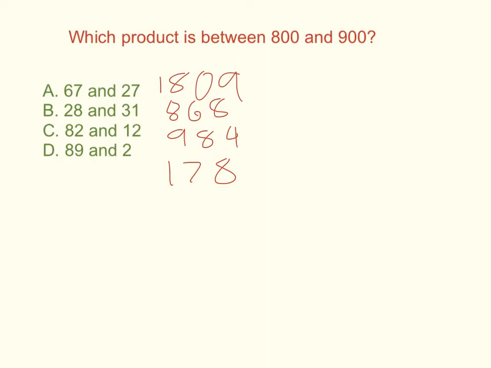Well, 1,809 is way over, so that one's incorrect. 868, that is correct. That's between 800 and 900, but I still need to check to make sure none of the other ones fit. 984 is bigger than 900, so that's incorrect. And 178 is much less than 800. So that leaves me with just this one. So B is the correct answer because it's between 800 and 900.